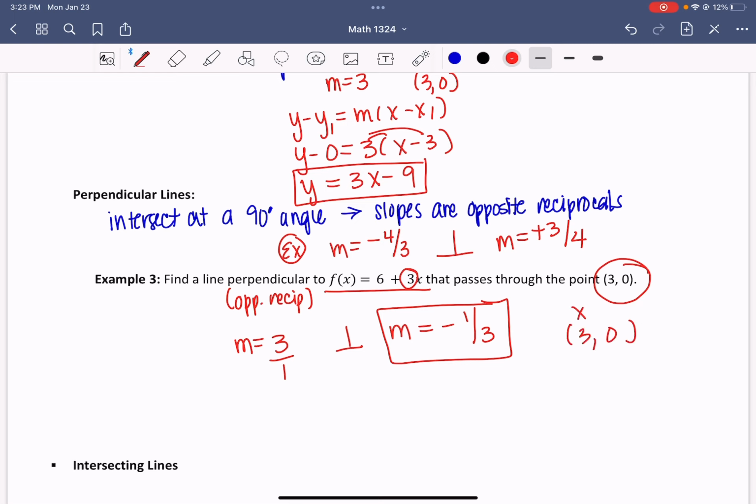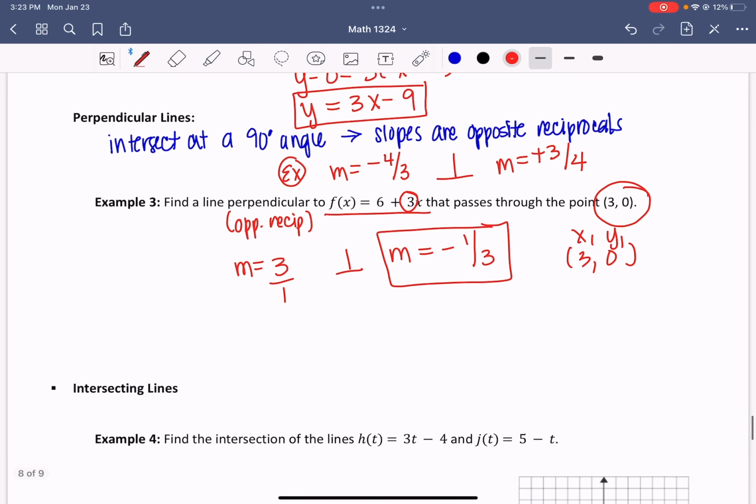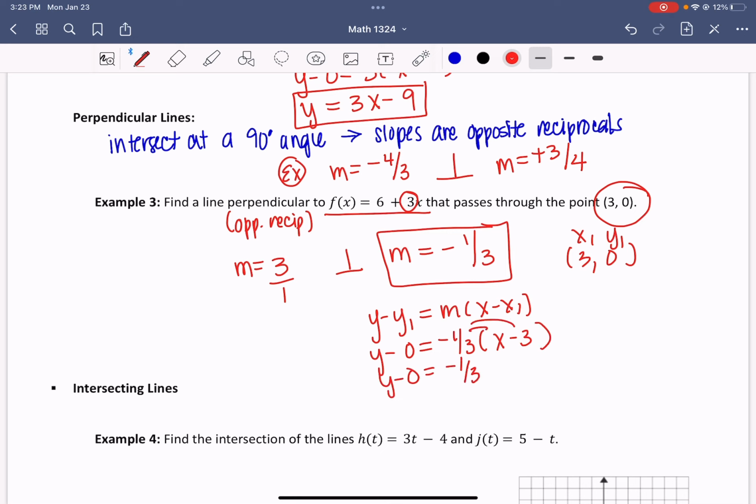And again, don't forget we want it to pass through this point. So that means with the point (3, 0), this is going to be my x1 and my y1. So we're going to do it just like we did in the previous example. I'm going to say y minus y1 equals m times (x minus x1). Plug in the data I have, so that's y minus 0 equals negative 1/3 times (x minus 3).